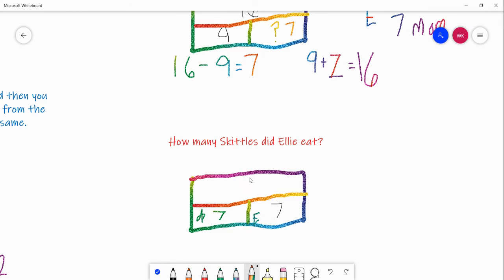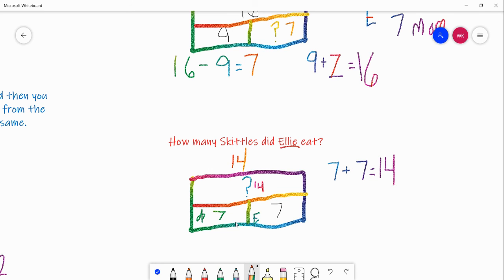So we're trying to figure out our whole. So our part is 7, another part is 7, and now we're trying to figure out what our whole is. How many Skittles did Ellie eat? And remember, when we go back to the problem, it said how many more. So when it says more, we know that we're going to be adding. So we're going to be adding our parts together, which is 7 plus 7. And I hope you guys know this because this is a doubles fact, equals 14. So our whole is 14. And now we know that Ellie ate 14 Skittles.